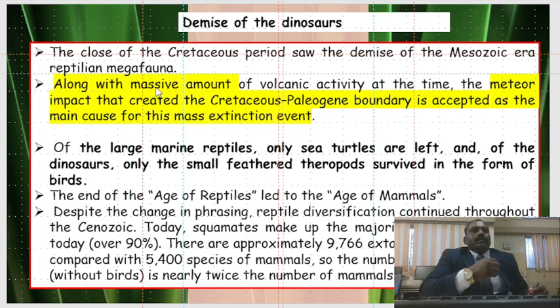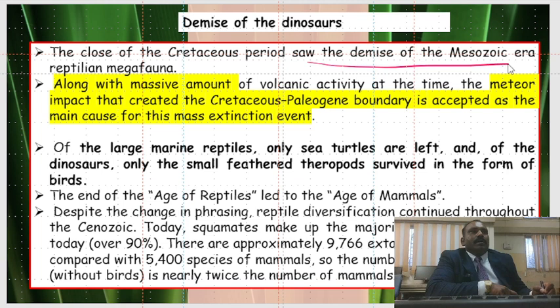After the comprehensive study of the evolution of the dinosaurs, the evolution of the mammals and the birds, the question arises: what was the reason for the demise of the dinosaurs? The close of the Cretaceous period saw the demise of the dinosaurs.